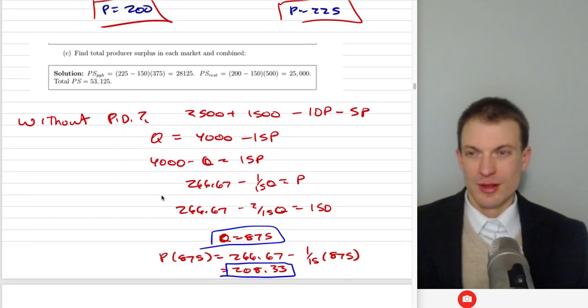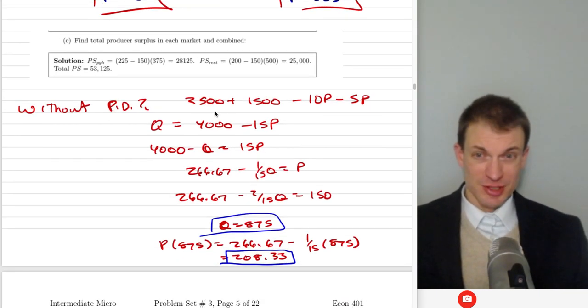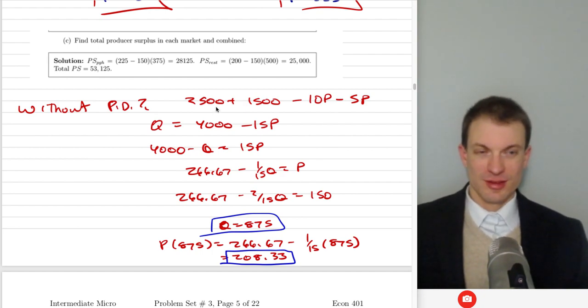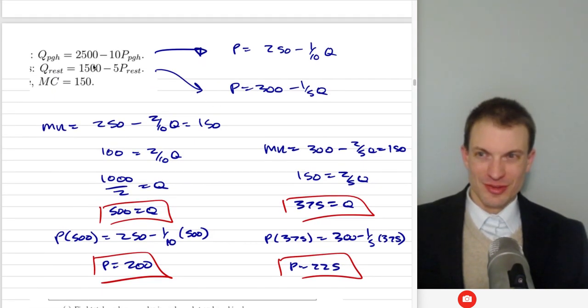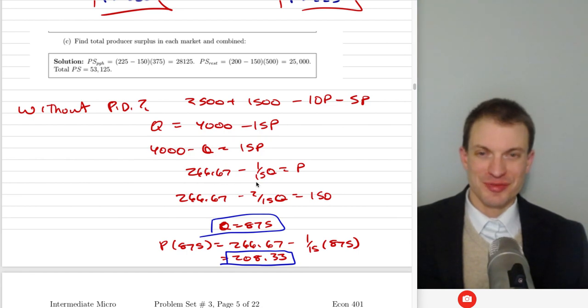Okay, without price discrimination, what happens? Let's sum the demands. Here I was super lazy, because I am. I wrote this as 2,500 plus 1,500, and then minus 10p minus 5p. That's just adding. Let's just add these up. Good. So 4,000 minus 15p. And then I find my inverse demand, which is horrendous: 266 and 2/3 minus 1/15 Q.